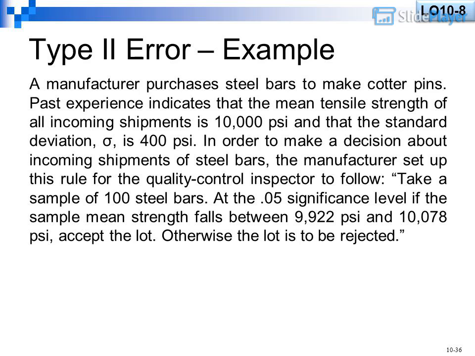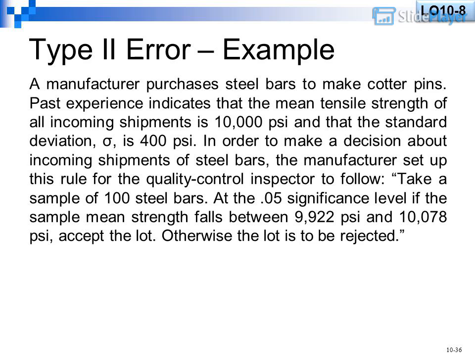LO10-8. Type 2 error, example. A manufacturer purchases steel bars to make cotter pins. Past experience indicates that the mean tensile strength of all incoming shipments is 10,000 pounds per square inch and that the standard deviation, sigma, is 400 pounds per square inch. In order to make a decision about incoming shipments of steel bars, the manufacturer set up this rule for the quality control inspector to follow: take a sample of 100 steel bars.